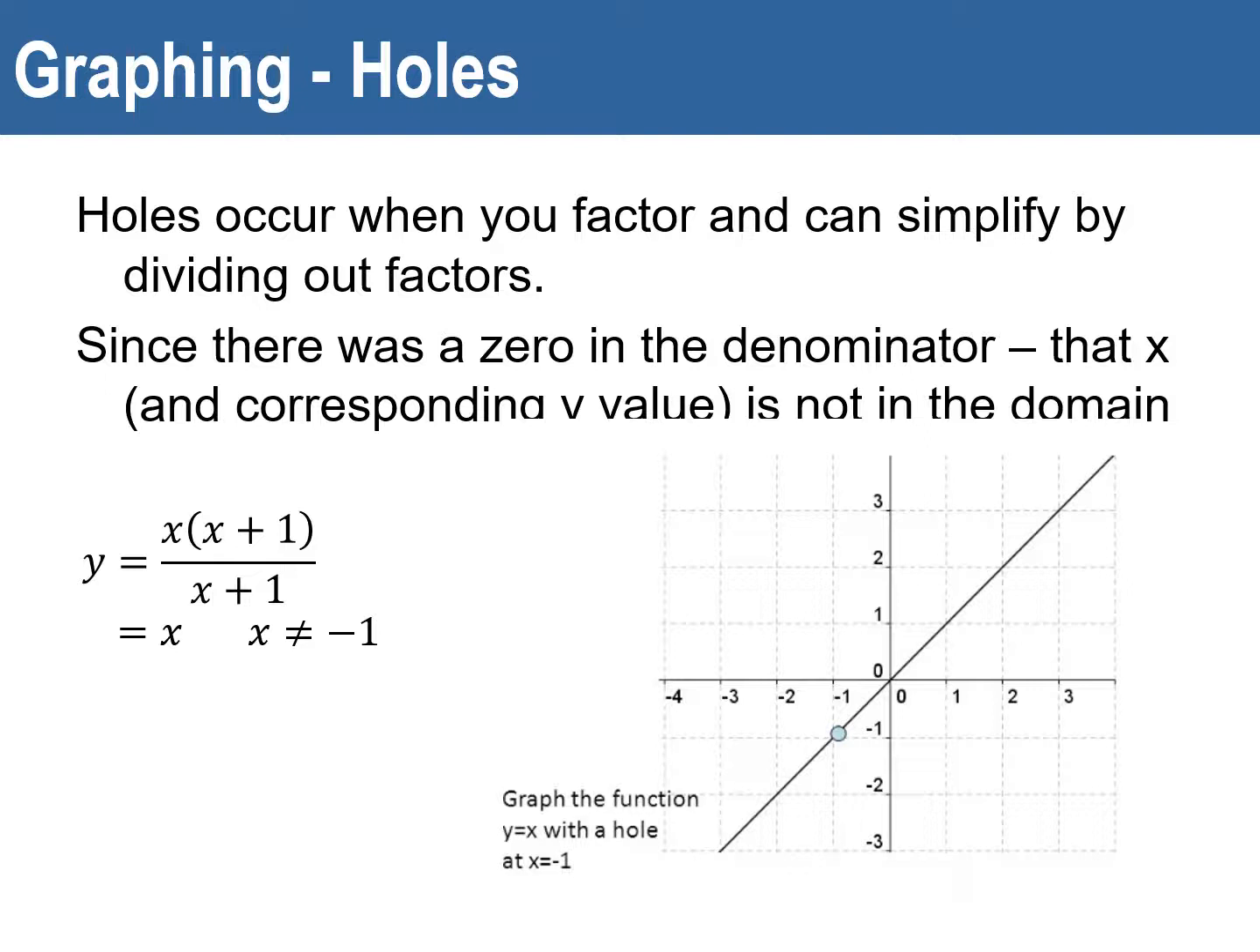So let's talk about graphing holes. A hole is going to occur whenever you can simplify by dividing out. And if there's a 0 in the denominator, it can't be in the domain. So if I have y is equal to x times x plus 1 divided by x plus 1, this is the same thing as y is equal to x, except x cannot equal negative 1. So this graph is going to have a hole in it when x is equal to negative 1.